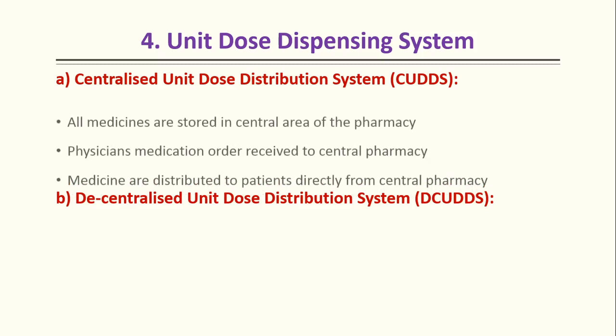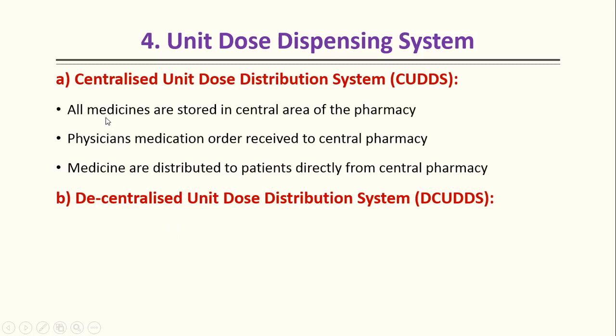Let's see first, all the medicines in the centralized unit dose dispensing system are stored in a central area of the pharmacy, or central pharmacy, or the main pharmacy. So whatever prescriptions are provided by the physician are received directly by that central pharmacy, and the medicines are distributed to the patient directly from the central pharmacy or the main pharmacy. That is called the centralized unit distribution system.